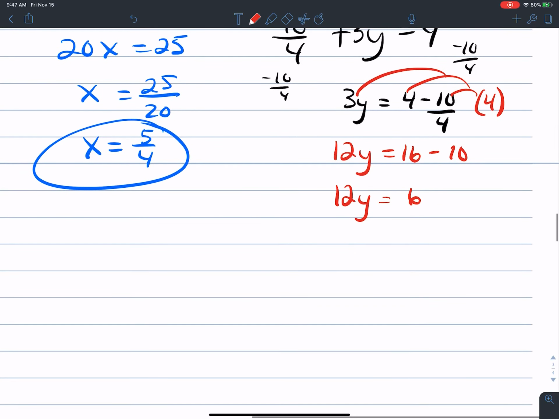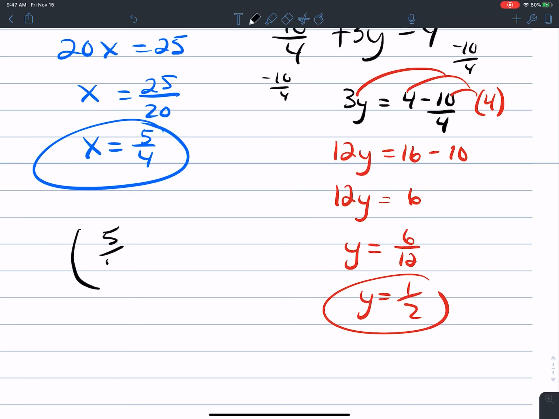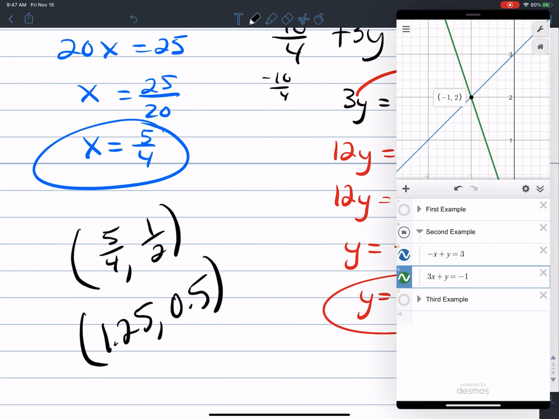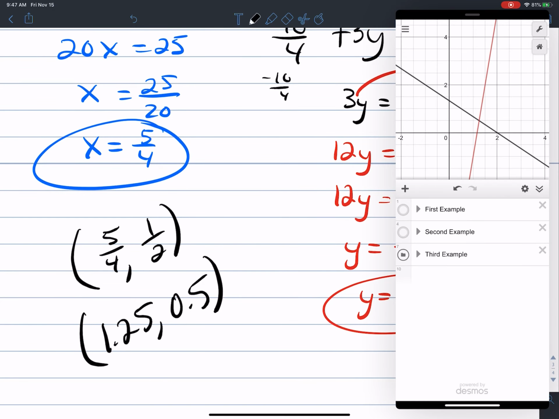So when I divide by 12, I get y is equal to 6 over 12, which we should obviously simplify to 1/2. So we think our final answer, the x value, was 5/4, and the y value was 1/2. And it'd be okay to call those decimals if we want to as well. Either one would be fine. So we can check our work on a graph. I already have it prepared. These are the two lines. We do see that they touch at the point that we predicted.